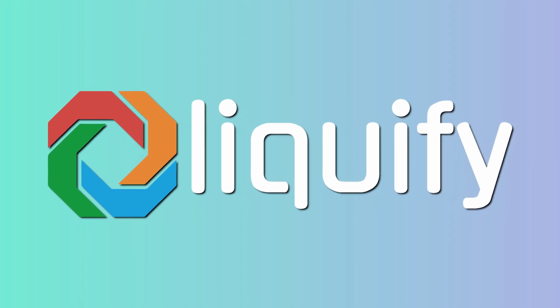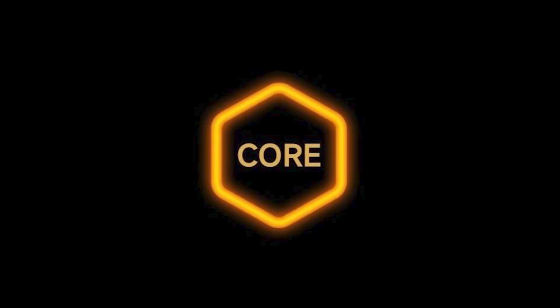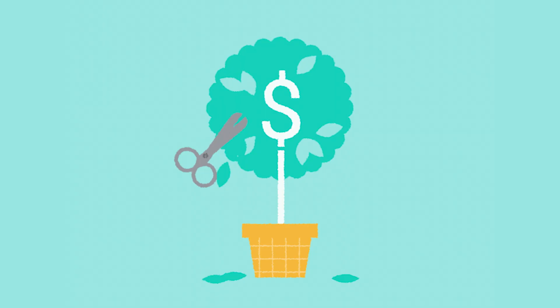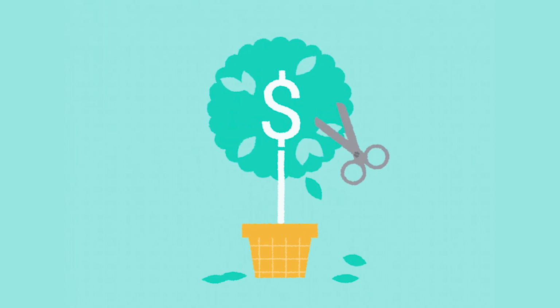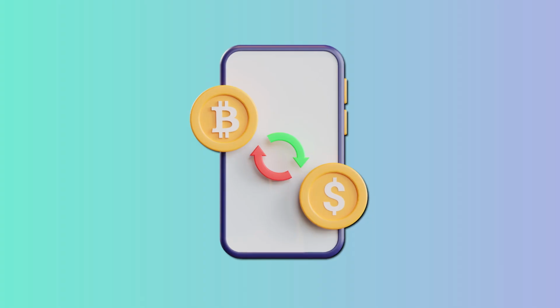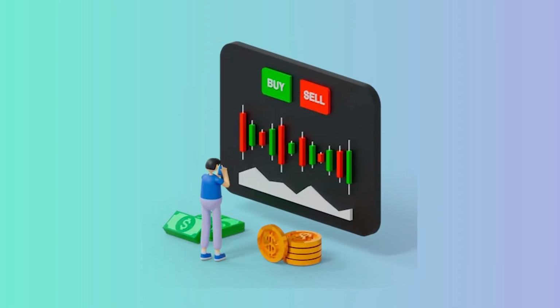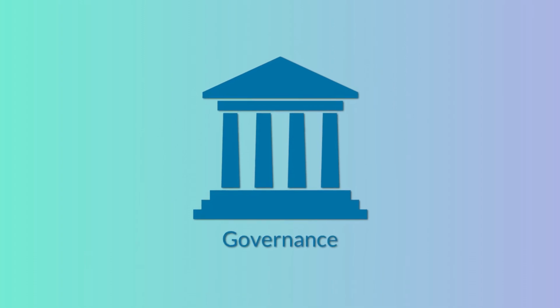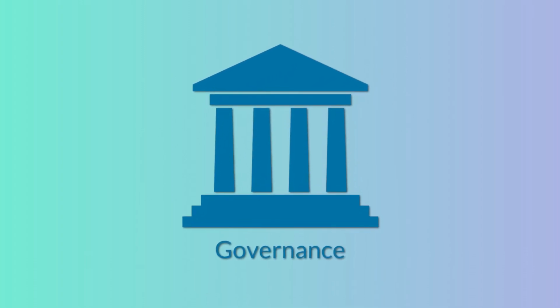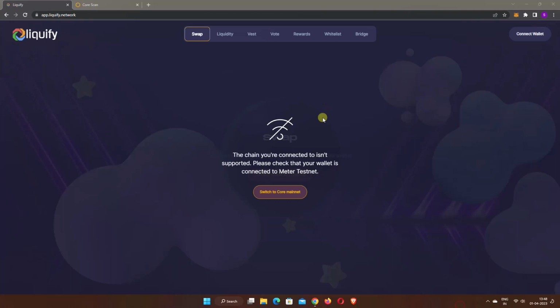Liquify Network is a permissionless decentralized exchange built on the Core blockchain. With the help of the VE33 model, Liquify Network offers low-cost token exchanges and reduced swap fees. Similar to other decentralized exchanges, here you can swap tokens, provide liquidity, and participate in governance to control the growth, direction, and development of the Liquify network. Now let's see how you can use Liquify Exchange.